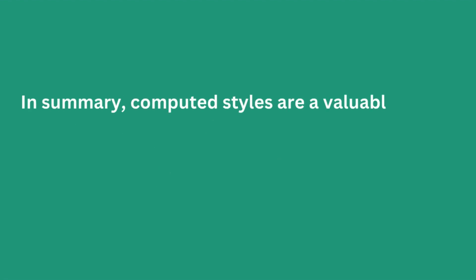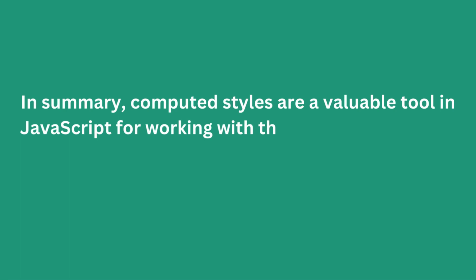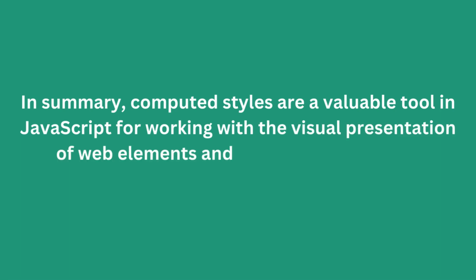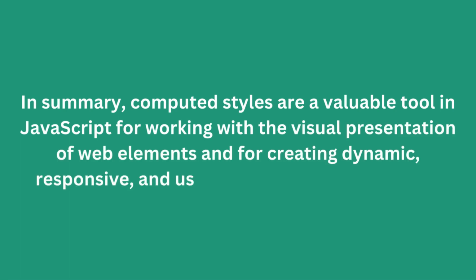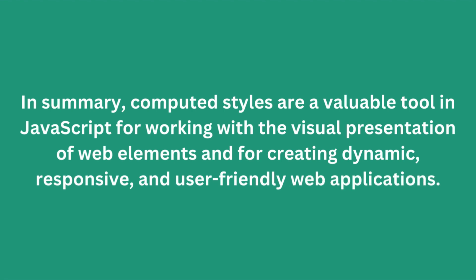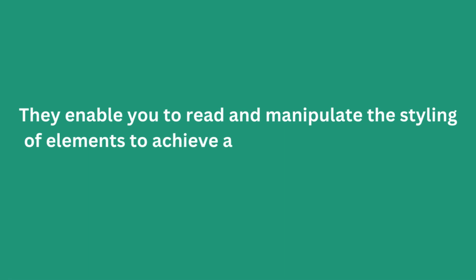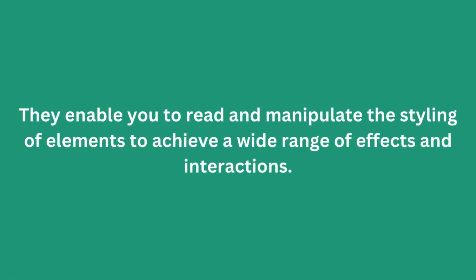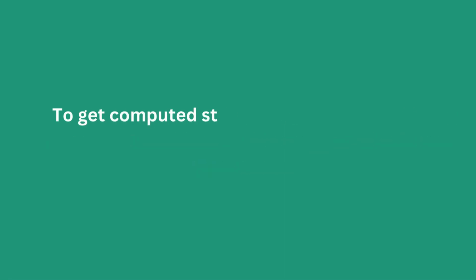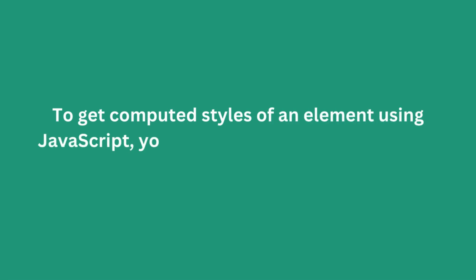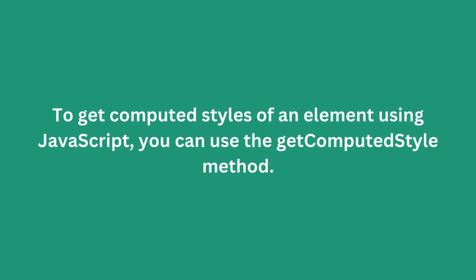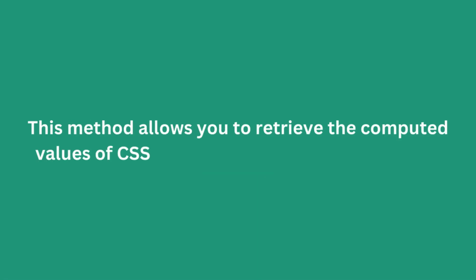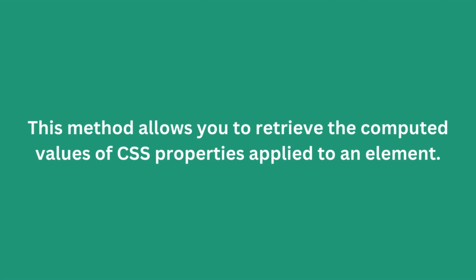In summary, computed styles are a valuable tool in JavaScript for working with the visual presentation of web elements and for creating dynamic, responsive, and user-friendly web applications. They enable you to read and manipulate the styling of elements to achieve a wide range of effects and interactions. To get computed styles of an element using JavaScript, you can use the getComputedStyle method. This method allows you to retrieve the computed values of CSS properties applied to an element.